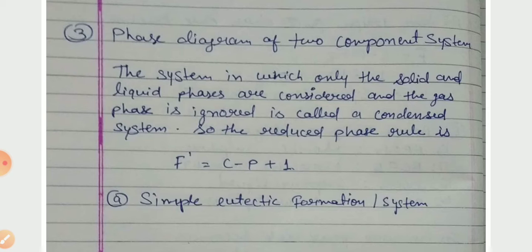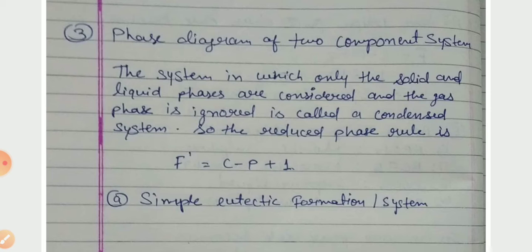In previous classes, we have learned about the phase diagram of one component systems, the water system and the sulfur system, and for today's class I have chosen the topic of the phase diagram of two component systems. For a two component system in which only the solid and liquid phases are considered, there is no gas phase.